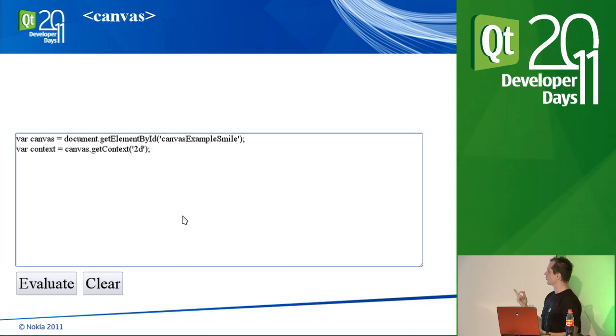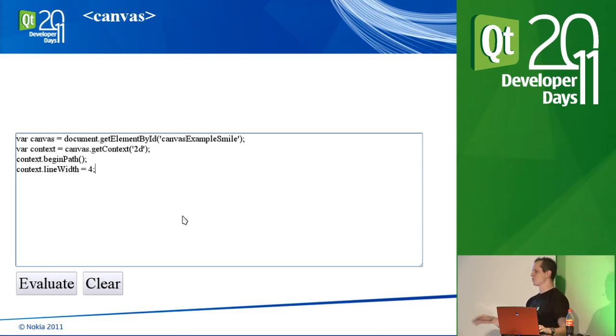So you can get then a context from the canvas. There is the 2D context and there is the 3D context. I'm not talking about the 3D context yet, so let's stick with the 2D one. And then when you get the context, it's just like if you get a QPainter. You can just do context.beginPath, then it will start a path, then you can say context.lineWidth equals 4, and then you can start drawing everything you want.